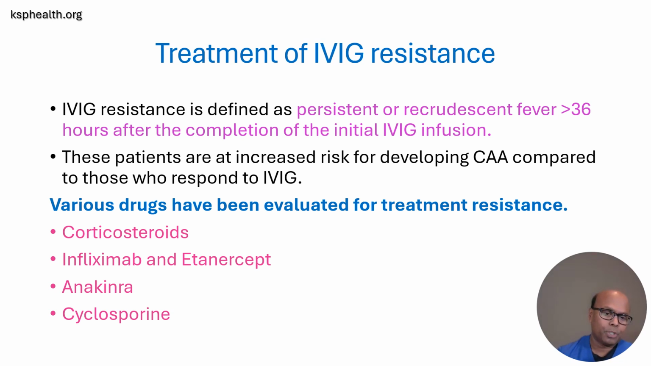Treatment of IVIG resistance. IVIG resistance is defined as persistent or recurring fever more than 36 hours after the completion of initial IVIG infusion. These patients are at increased risk for developing coronary artery aneurysm compared to those who respond to IVIG. There are various drugs that have been evaluated for the treatment resistant. Number 1, corticosteroids. Number 2, infliximab or etanercept, anakinra, cyclosporin.